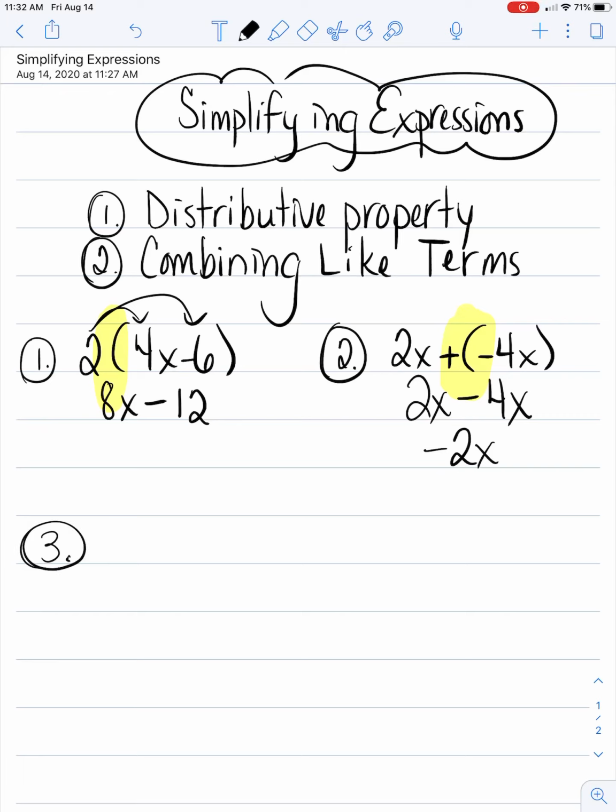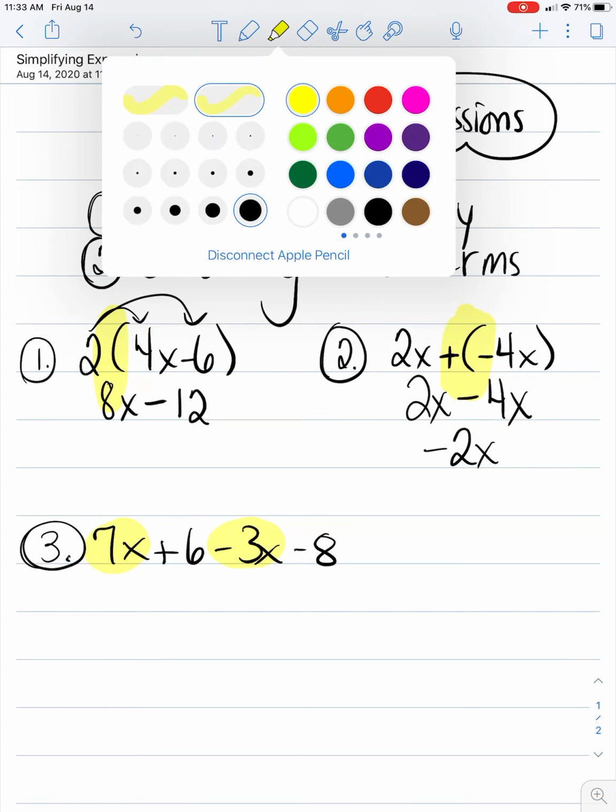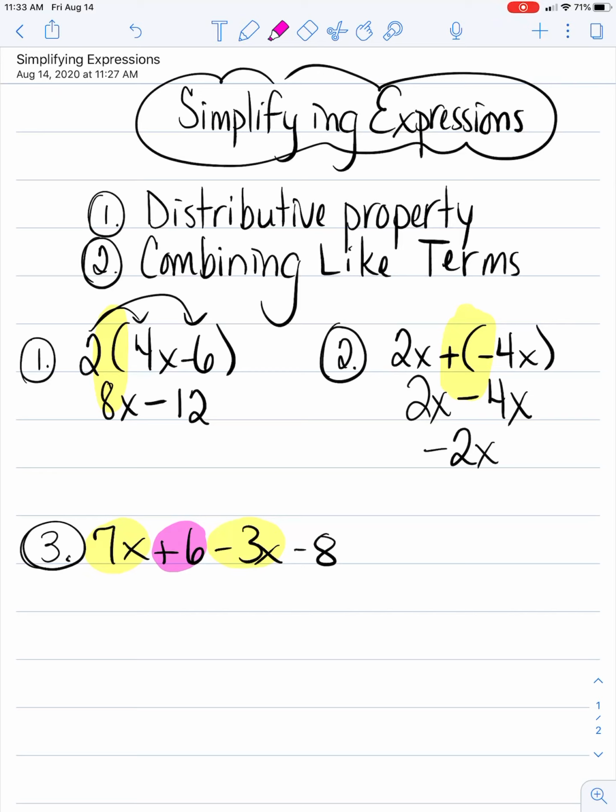So let's keep doing some more practice here. Our third example is going to be 7x plus 6 minus 3x minus 8. So when I look at this, do I have the distributive property or double signs? No. All I see here are like terms. 7x is like negative 3x, and 6 is like negative 8 because they're both constants. So I simply combine like terms.